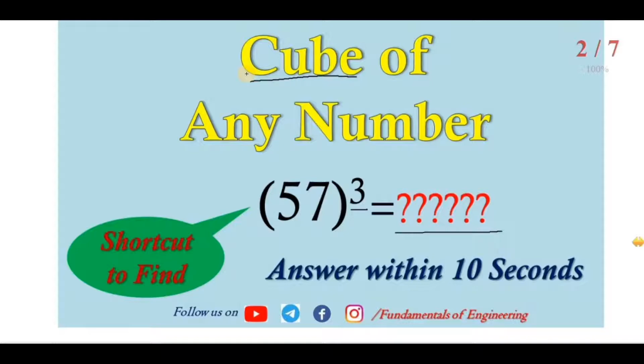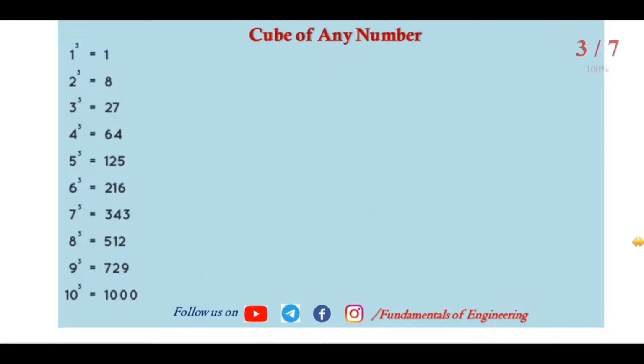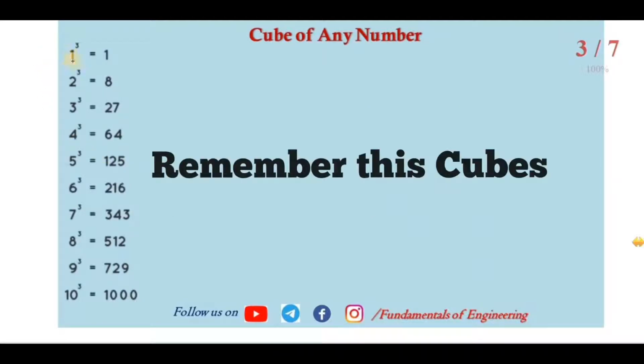So friends, we'll start to find the cube of any number. To find the cube of any number, we have to know the cubes from 1 to 10. For better understanding, I have written the cubes of the numbers 1 to 10. You can check it and you should memorize these, because they are very much required whenever you are finding the cube of any number, like 2 cubed is 8, 5 cubed is 125. That's why you need to memorize these numbers.